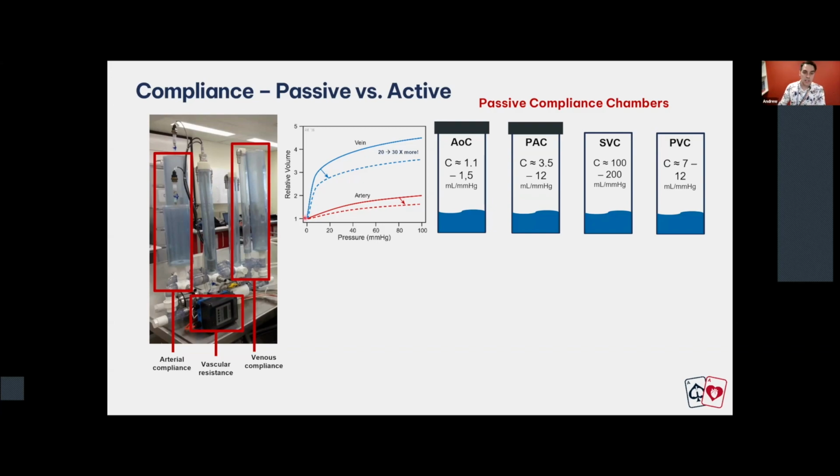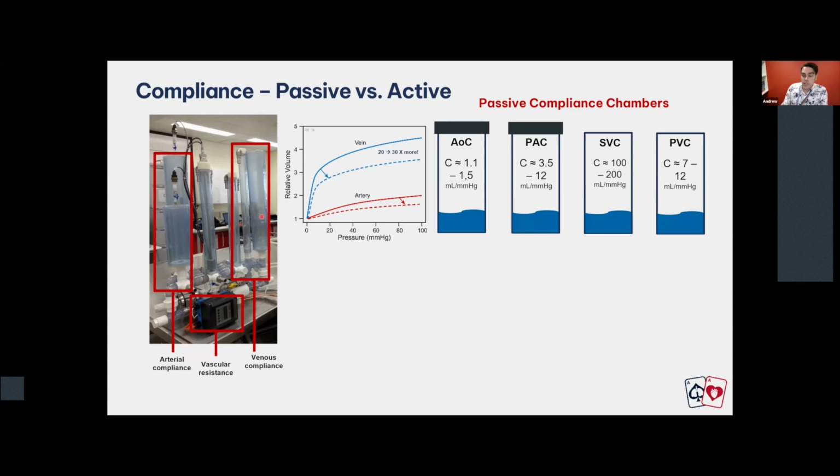So that's why you can see it kind of goes up quickly and then plateaus off. For aortic compliance, you're looking at a compliance between 1.1 and 1.5 mils per millimeter of mercury. Pulmonary artery compliance, and that's this chamber here, by the way, is the chamber behind it. That's 3.5 to 12 mils per millimeter of mercury. Systemic venous compliance is about 100 to 200 millimeters of mercury, so it's huge.